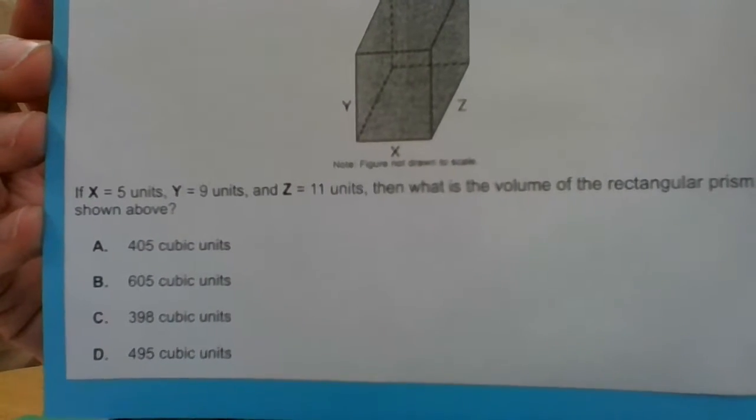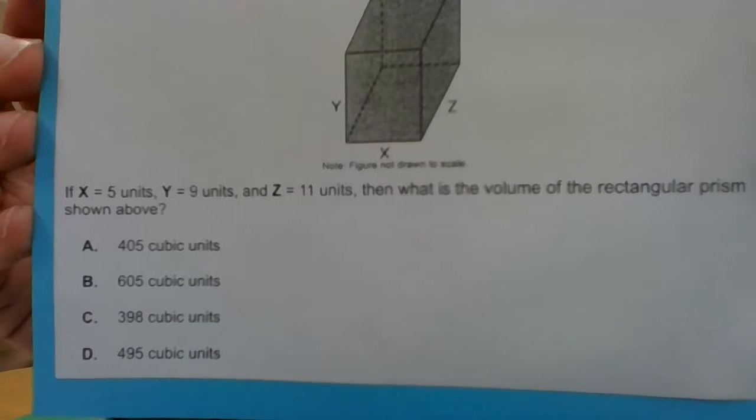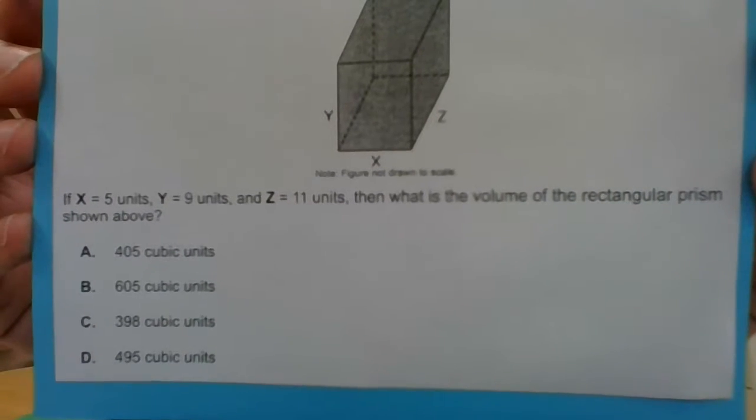So if x equals 5 units, y equals 9 units, and z equals 11 units, then what is the volume of the rectangular prism shown above?